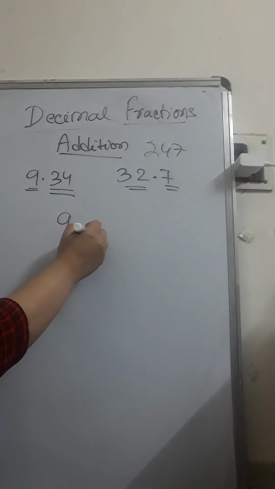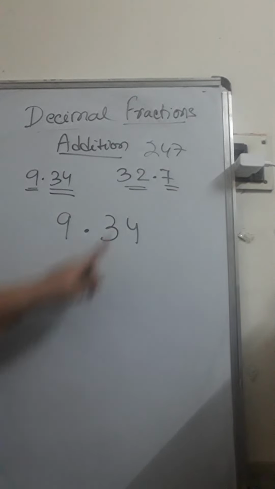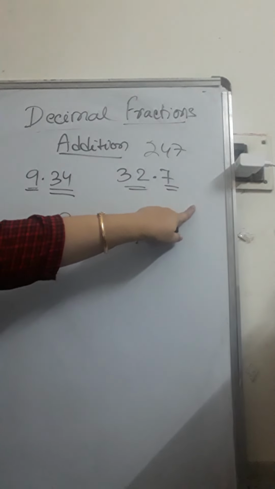What you have to do is write the whole numbers just under the whole numbers only, and the decimal places on the side of the decimal places. For example, let us start with this. 9.34 is the number. Then the number is 32.7.